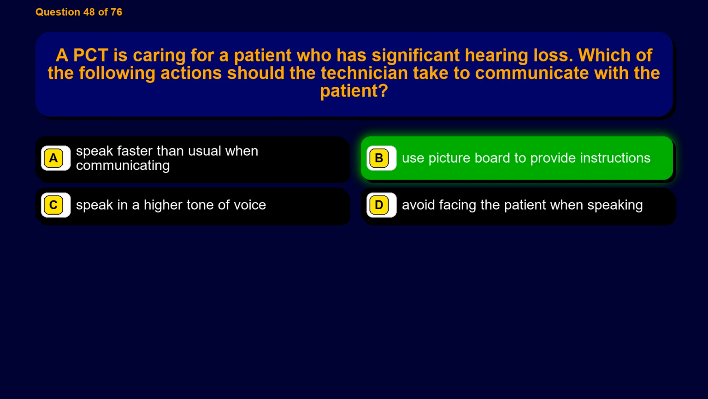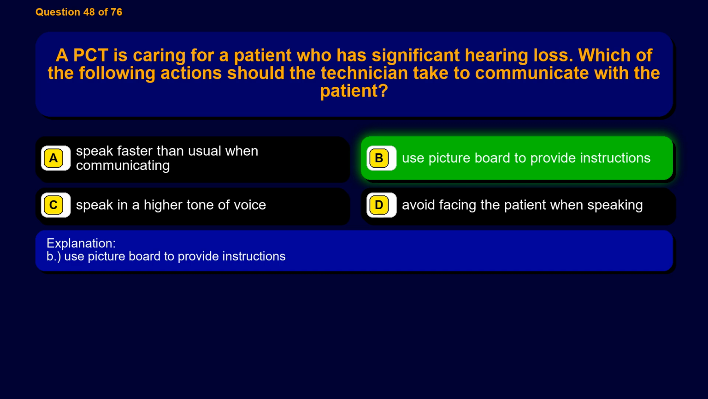The correct answer is option B, use picture board to provide instructions.